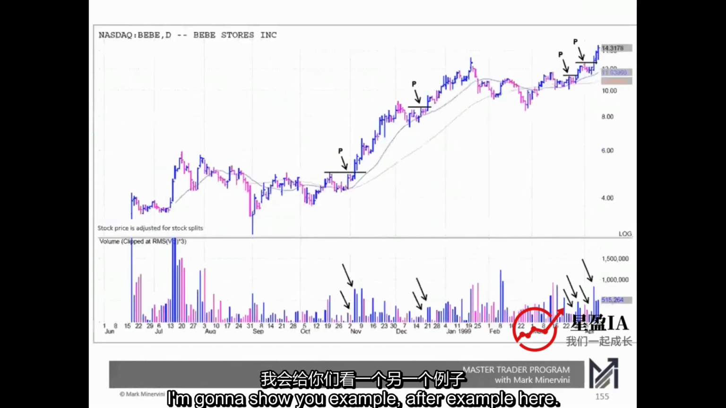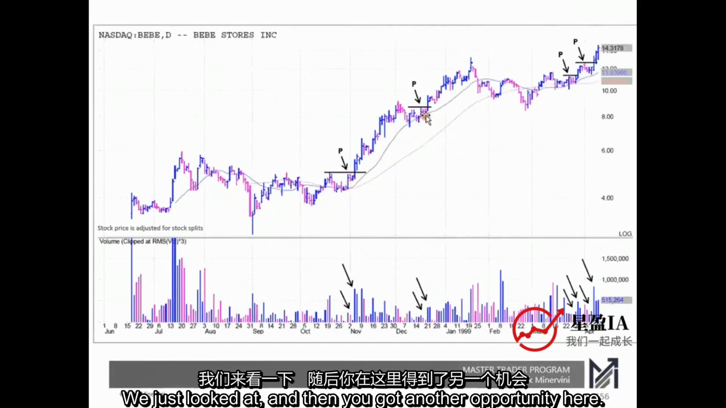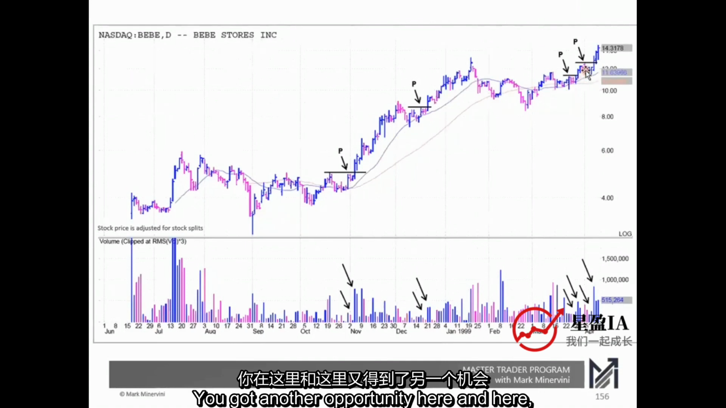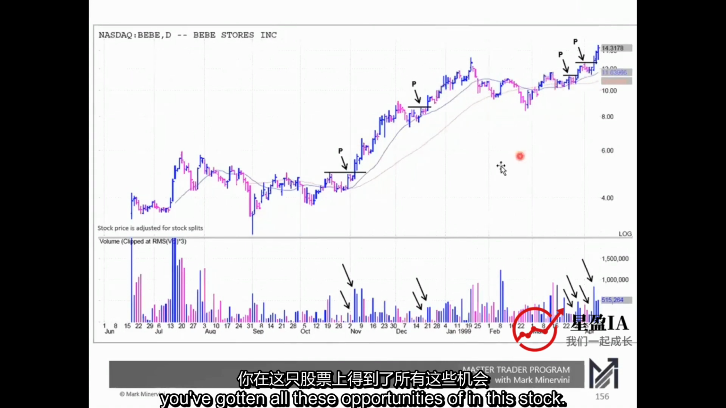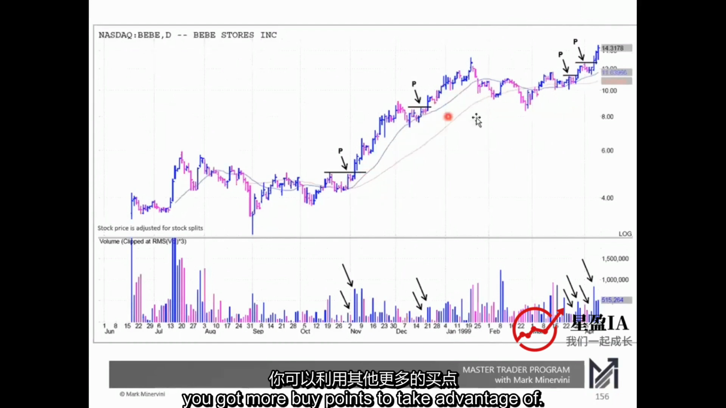I'm going to show you example after example here. So here's right here where we just looked at, and then you got another opportunity here, and then you got another opportunity here and here. So you've gotten all these opportunities in this stock. So again, if you miss this buy point, you got more buy points to take advantage of.